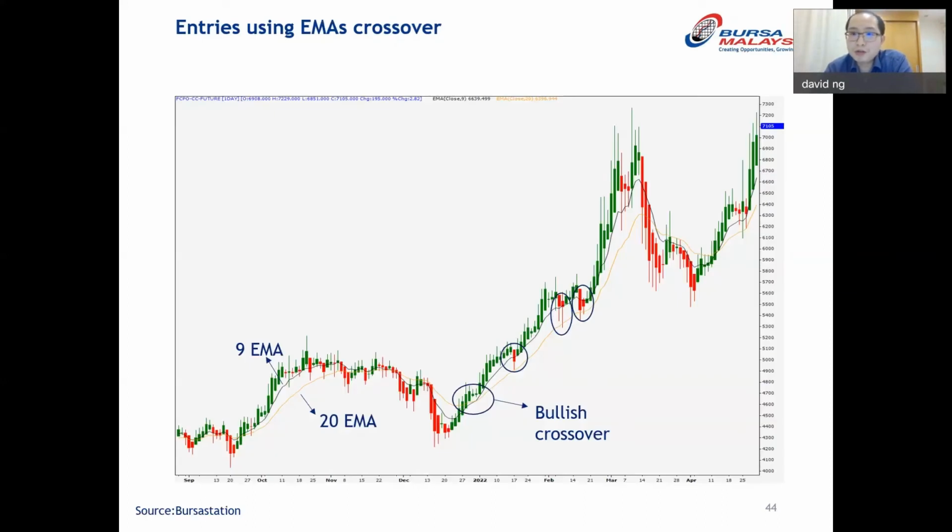So if you are using crossovers, here I'm using a crossover. Basically, I'm using two different periods of EMA. One is a shorter term, a 9-period EMA, and another is a longer term, a 20-period EMA. When you have a bullish crossover, that tells you the shorter term 9-period EMA is crossing above the longer term 20-period EMA. Vice versa, a bearish crossover is the 9-period EMA crossing below the 20-period EMA. That's a bearish crossover.